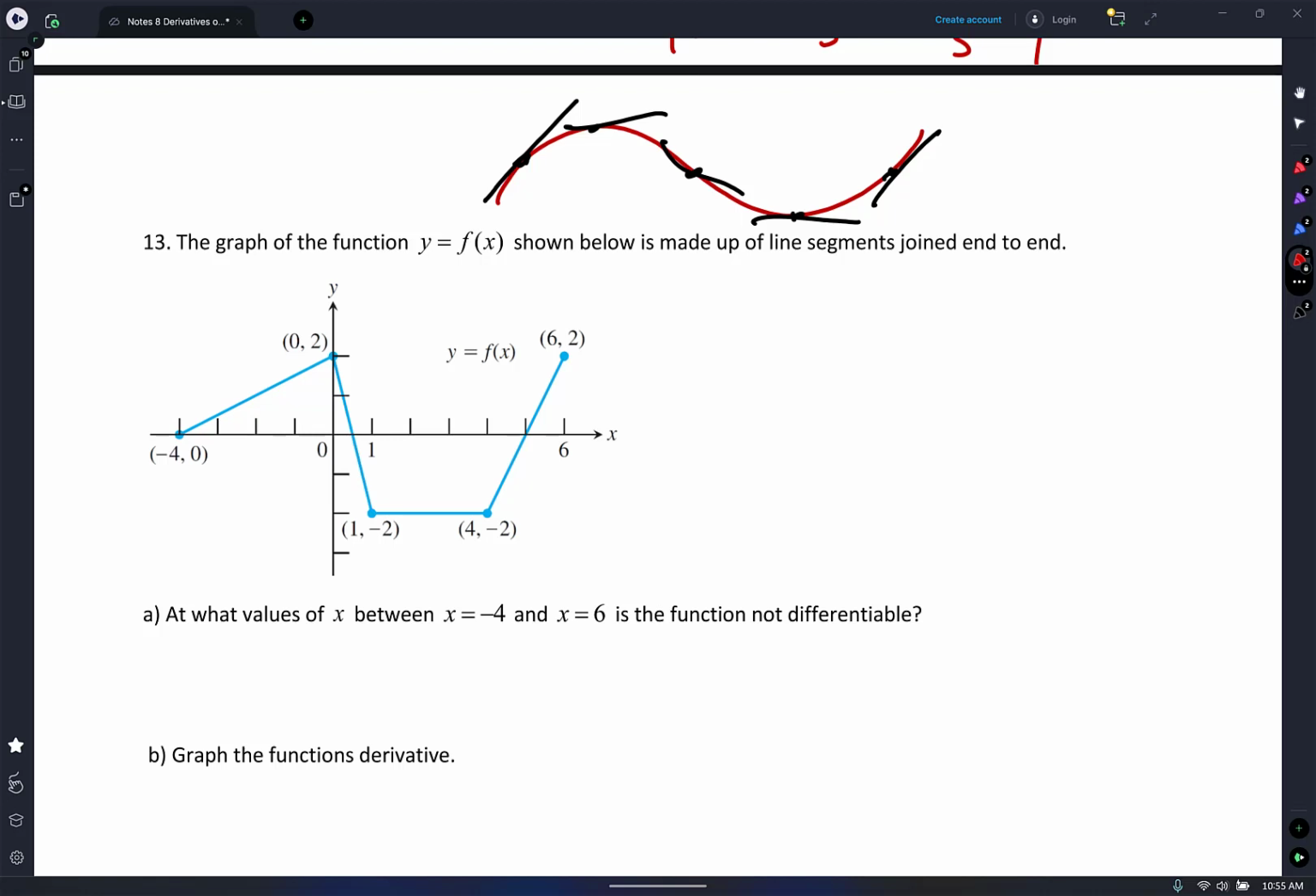Where are you not differentiable? At x equals what? At x equals 0. How am I going to draw the tangent? Is it going to look like this or is it going to look like that? Do you guys see what I'm talking about? So at x equals 0 is 1.